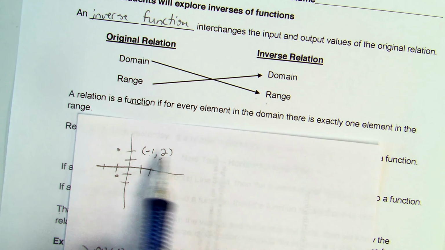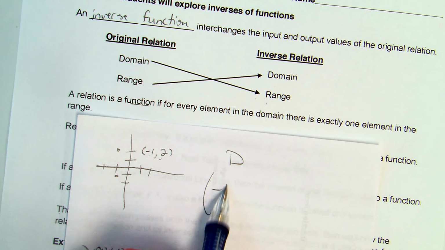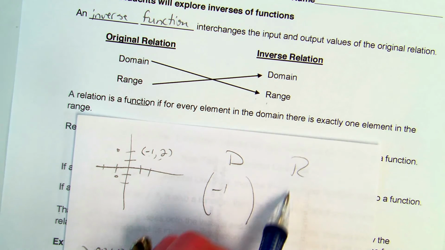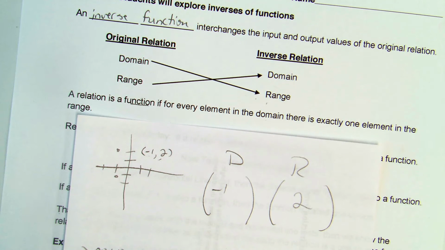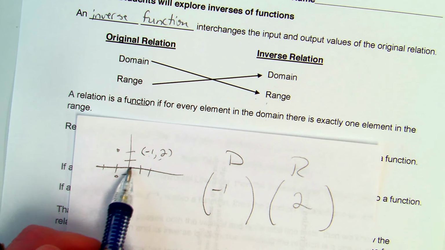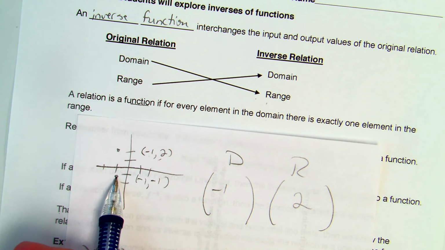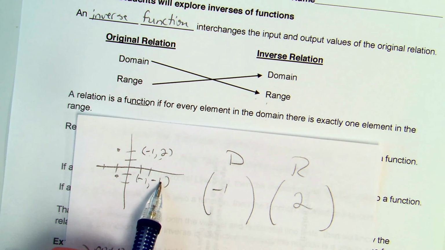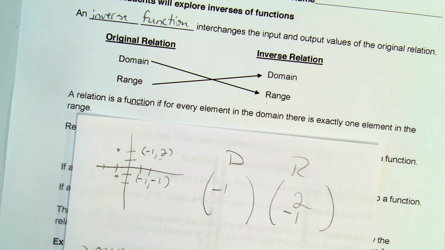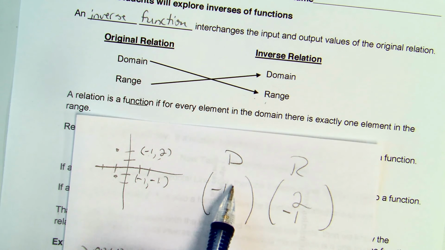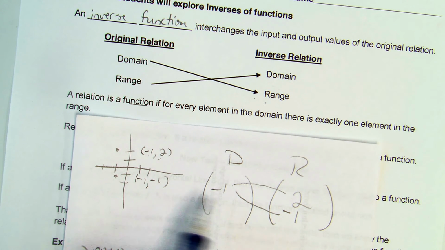So in this case, my domain, I've got a negative 1. The range, I have a 2. Well, for this ordered pair, that ordered pair is negative 1, negative 1. Well, I have a negative 1 in the domain, but it's also paired to a negative 1 in the range. So in this case, this element in the domain goes to two different elements in the range. So this is not a function.